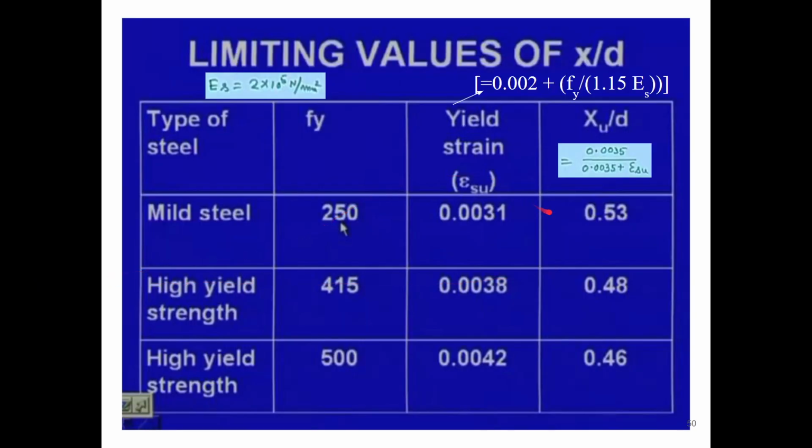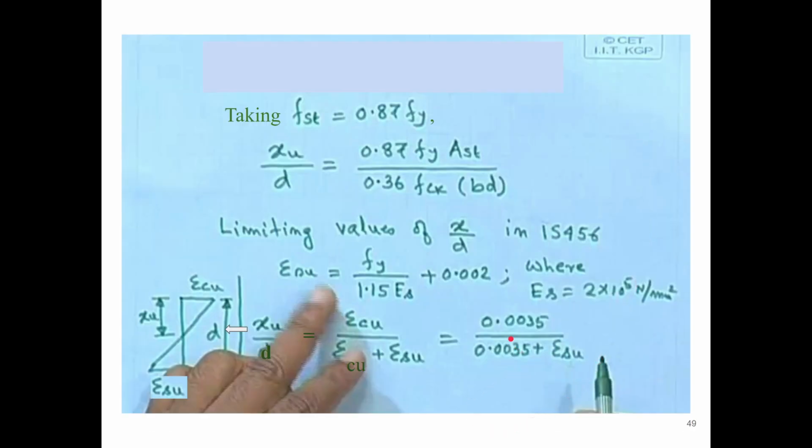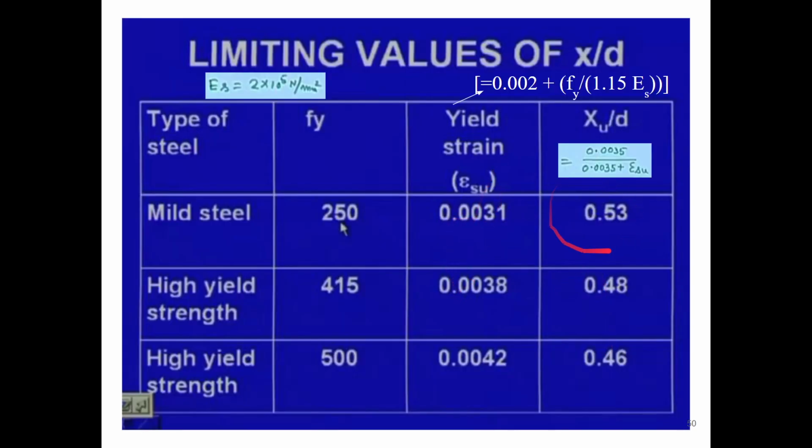So based on that, the epsilon su value will be this, based on the different fy values: mild steel, high yield strength steel. And these are the values of Es. Xu by d is 0.0035 by 0.0035 plus epsilon su. So this value comes out to be 0.53 for mild steel, 0.48 for Fe415, and 0.46 for Fe500. These are the limiting values, or the critical values.